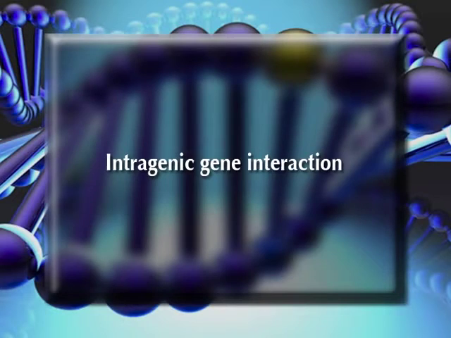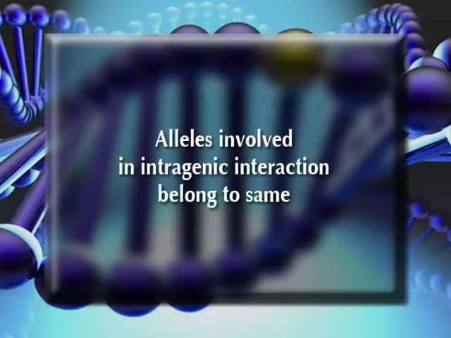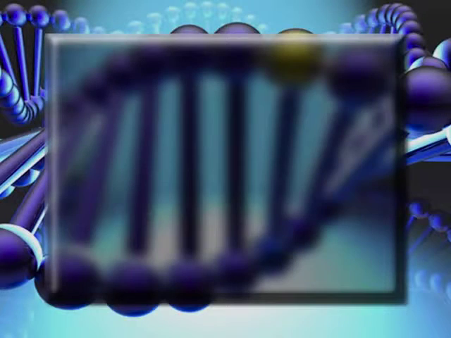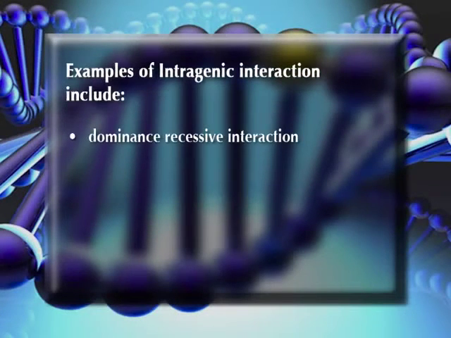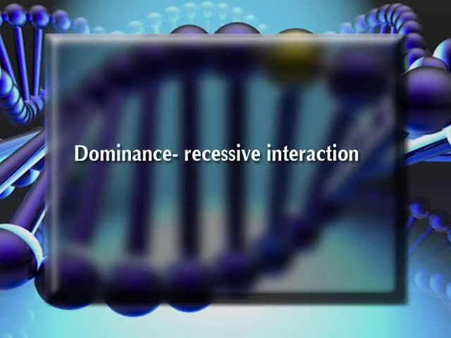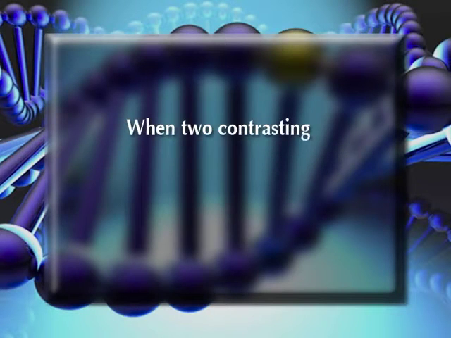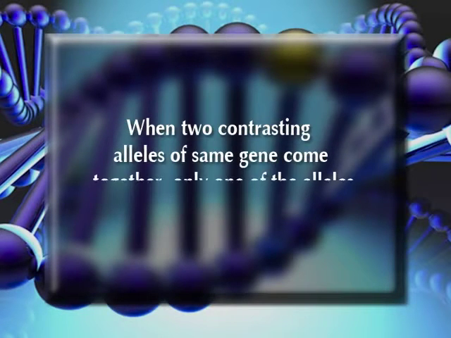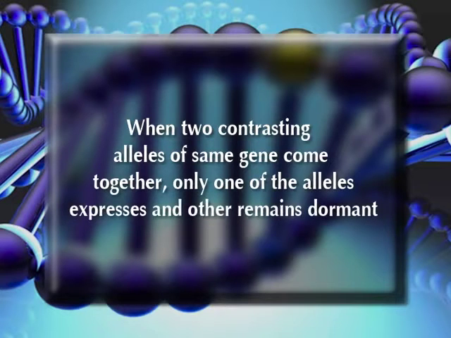A. Intragenic gene interaction. As the name indicates, the alleles involved in the intragenic interaction belong to the same gene and result in a distinct phenotype. The examples of such interaction include dominance recessive interaction, incomplete dominance, and codominance. Number one, dominance recessive interaction. It states that when two contrasting alleles of the same gene come together in an individual, only one of the alleles expresses and the other remains dormant.